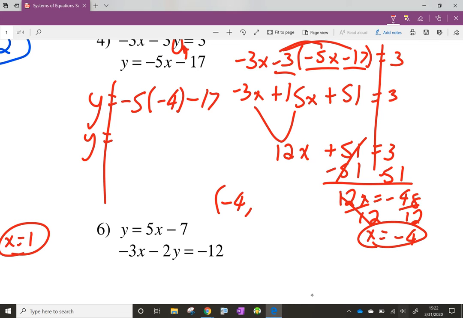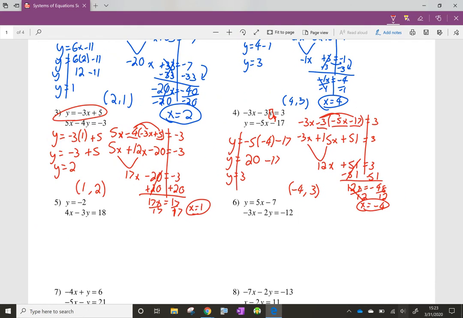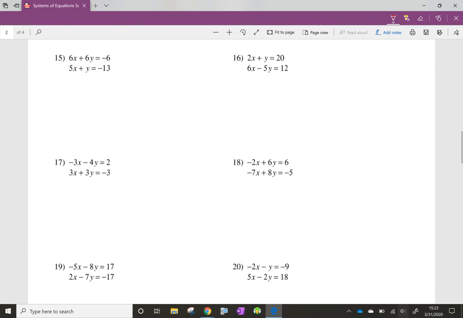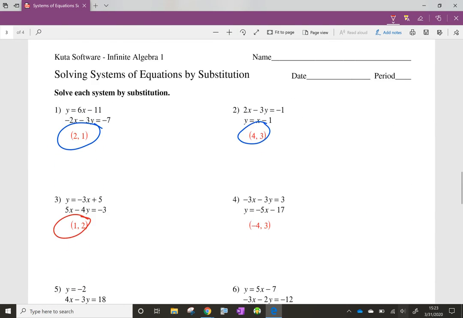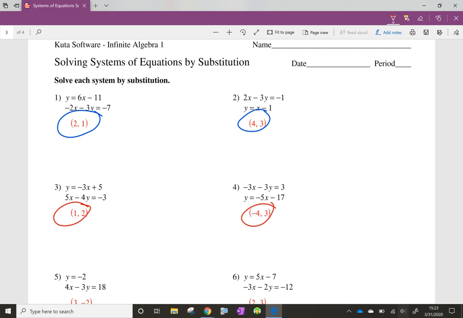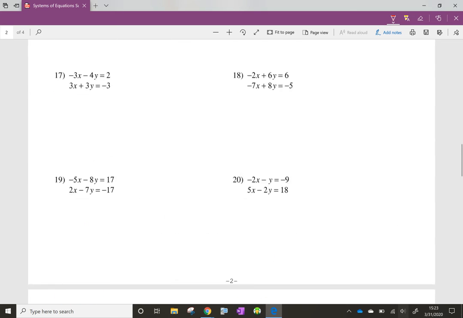We ultimately have -5 times -4 is a positive 20. 20 minus 17 is 3. So y is equal to 3. And again, if we scroll down, we will see -4, 3 as our answer to number 4. All right.